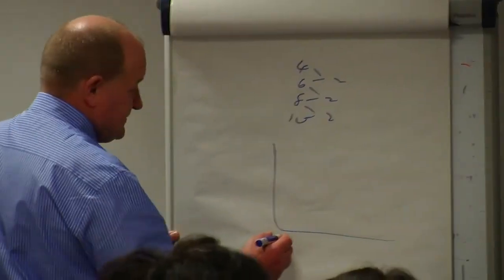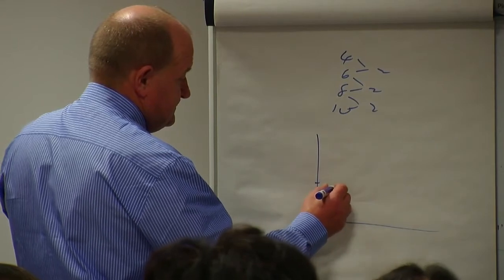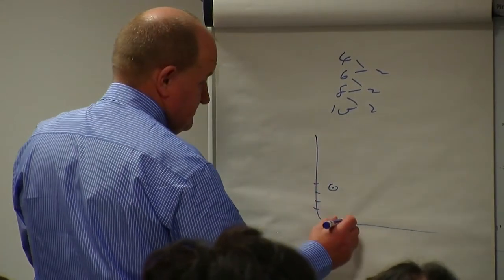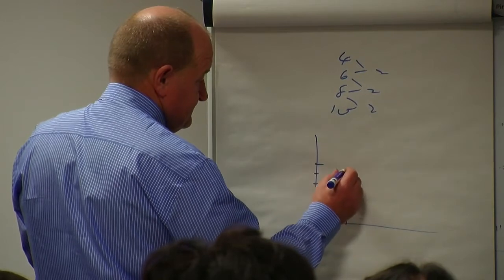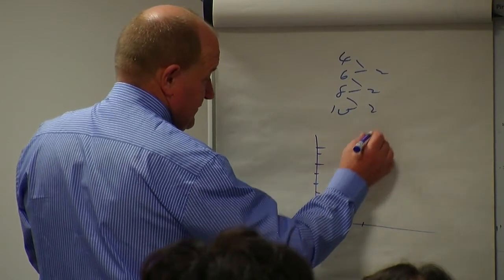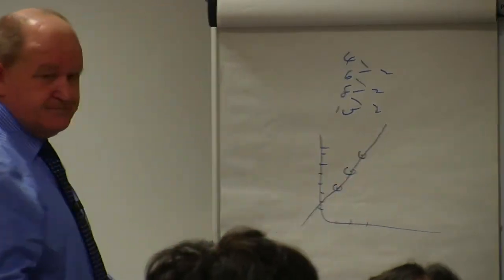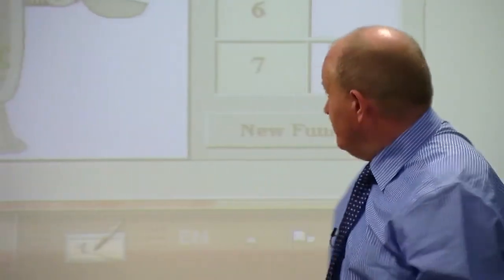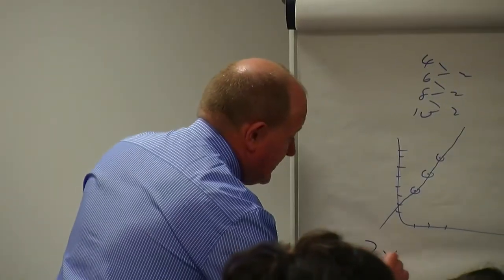Let's look at the couples. The couples are 1, 4; 2, 6; 3, 8. So it is linear, we said. What did we say the function was? 2x, because it must be 2x, isn't it? 2x plus 2, isn't it? Because the function is 2x plus 2.